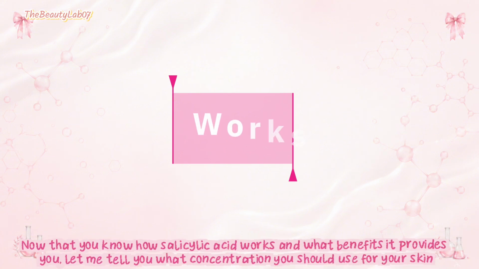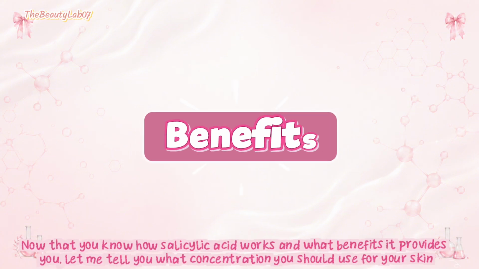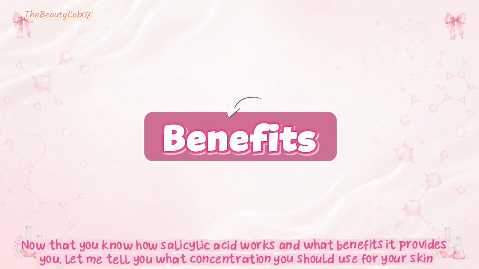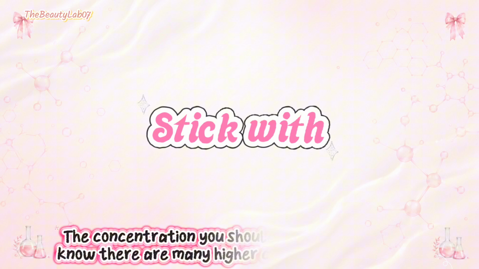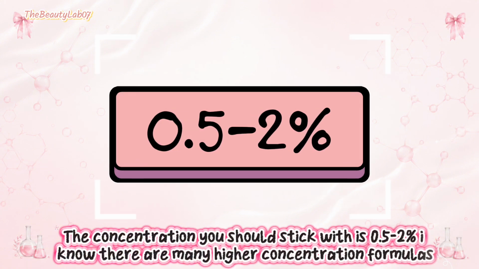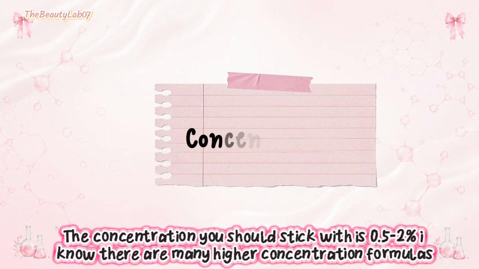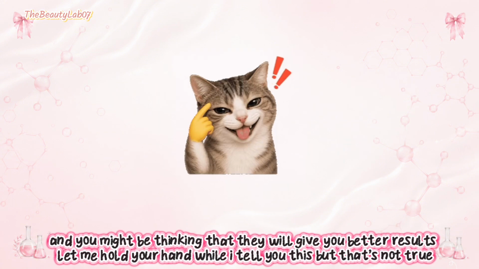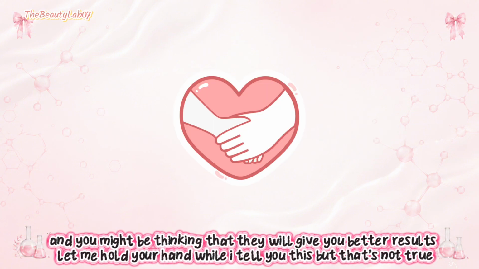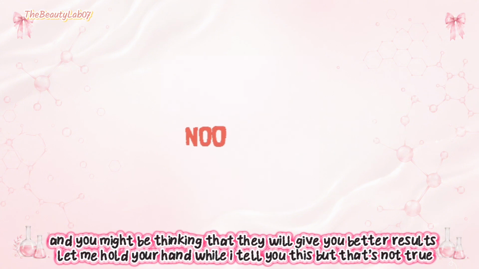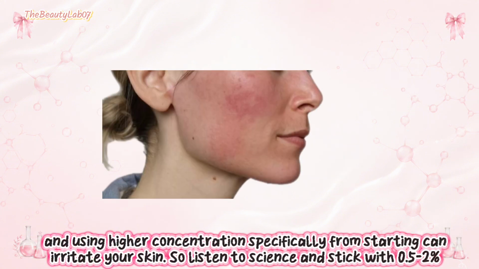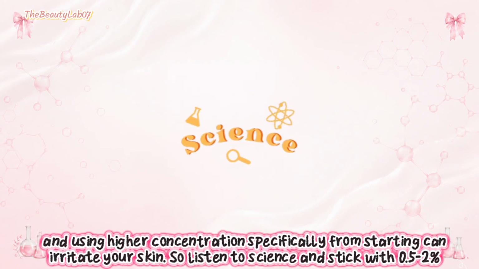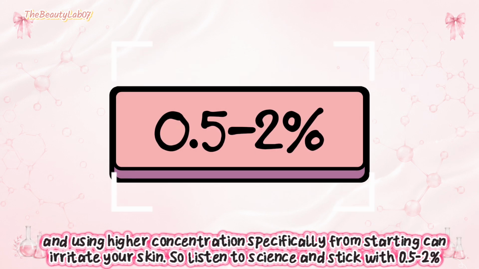Now that you know how salicylic acid works and what benefits it provides, let me tell you what concentration you should use for your skin. The concentration you should stick with is 0.5 to 2%. There are many higher concentration formulas, and you might be thinking that they will give you better results. Let me hold your hand while I tell you this, but that's not true. Using higher concentrations, especially from the start, can irritate your skin. So listen to science and stick with 0.5 to 2%.